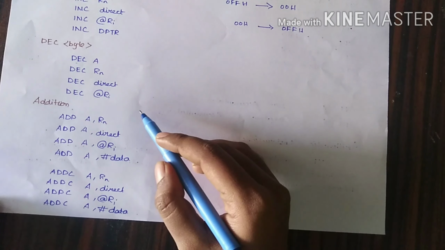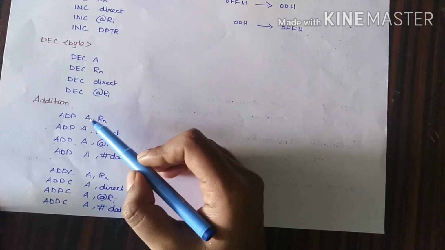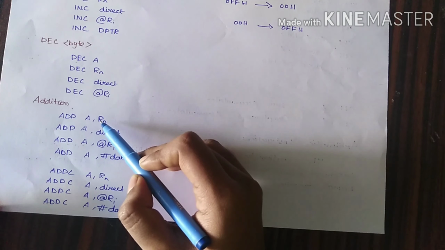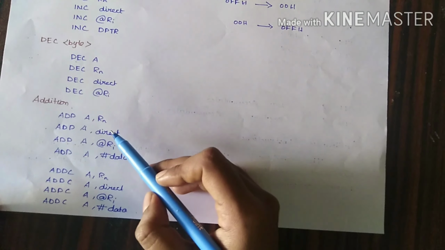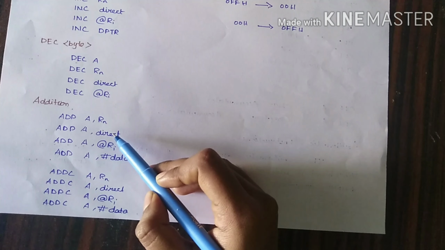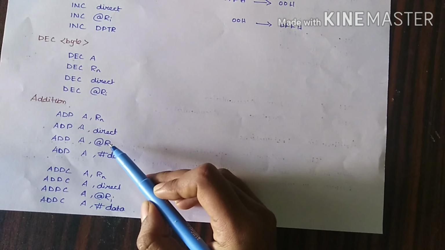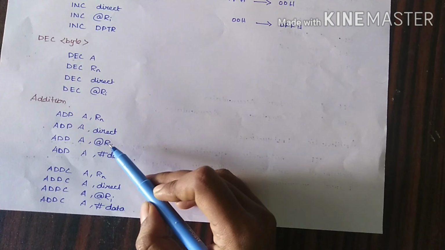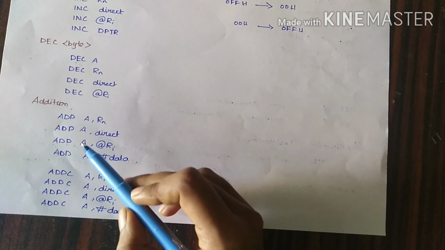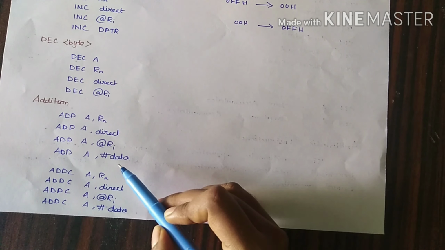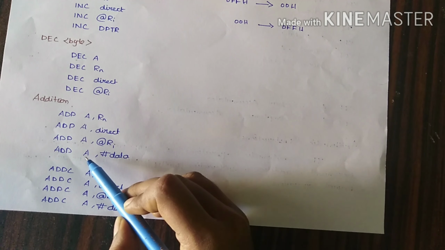And the next one is addition operation. We use the opcode ADD to perform addition operation. Here the data of the accumulator and the data inside the register will get added and the result will be stored in the accumulator. Similarly, the data of the given direct address will be utilized for addition, and this is an indirect addressing mode. Here the data of the address which is stored in this register will be added to the data of the accumulator and the result will be stored in the accumulator. And in the next instruction, we know that the direct data will be added to the accumulator and the result will be stored in the accumulator.